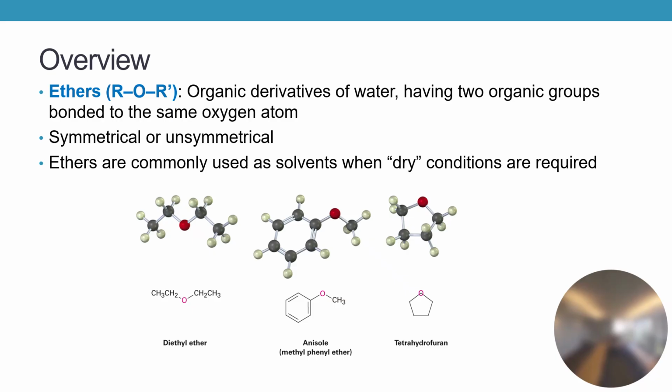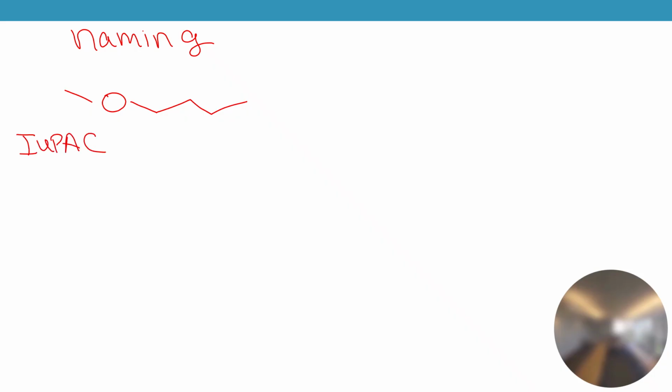So let's talk about these naming conventions. Okay, so let's start with simple ethers, just two alkyls. The IUPAC nomenclature for this is to name it as an alkane. So an alkane with 1, 2, 3, 4 carbons in its longest chain, and then a methoxy substituent. So this is 1-methoxybutane.